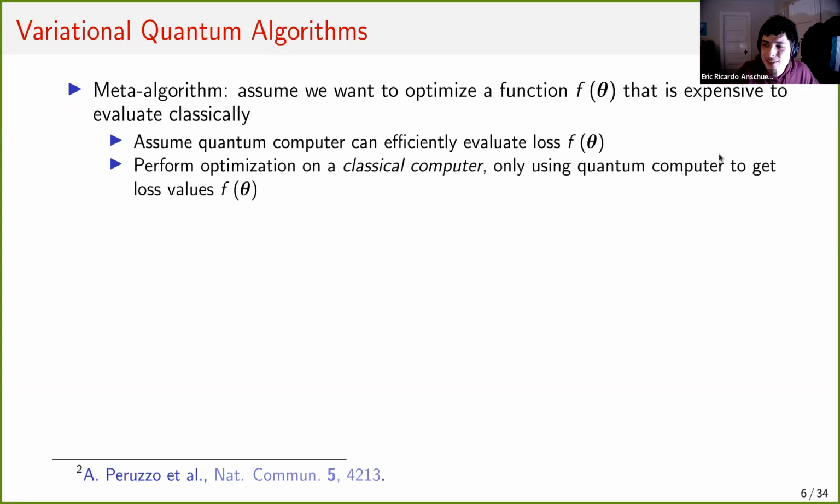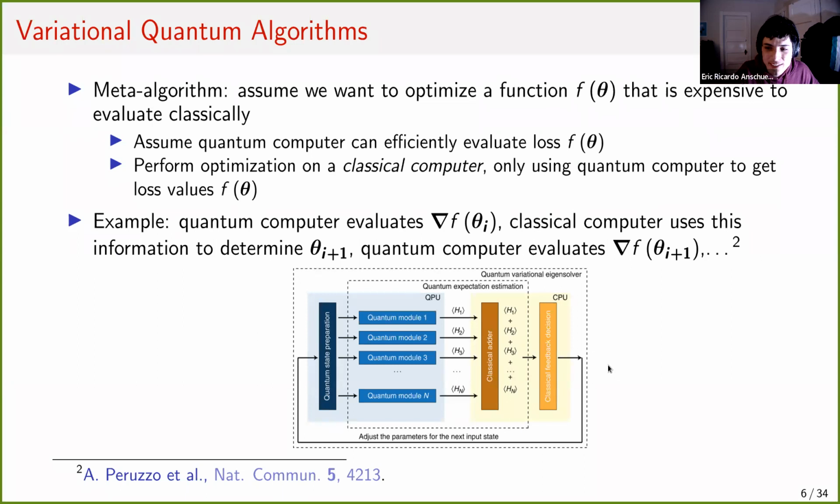People have been doing this for 10 years now or something. The first example of this was in 2013, I think, by people in Bristol and Harvard, and they did it to find ground states of molecular Hamiltonians. So this example I mentioned earlier, they had a quantum computer measure gradients of this loss landscape, and then use that information on a classical computer to take the next gradient descent step and kind of bounce back and forth and optimize this loss function that way. So it's a very general framework. Really, anything that you can optimize or anything you can efficiently evaluate on a quantum computer is a candidate for using this VQE framework or VQA framework.